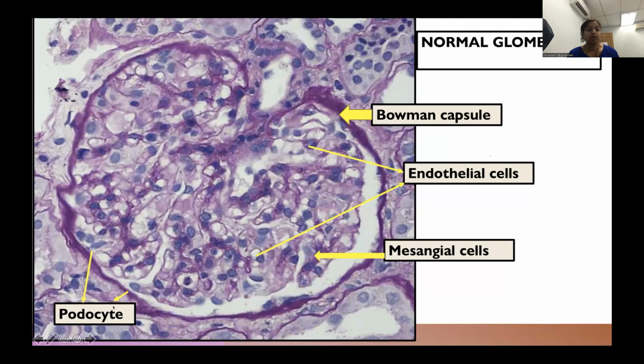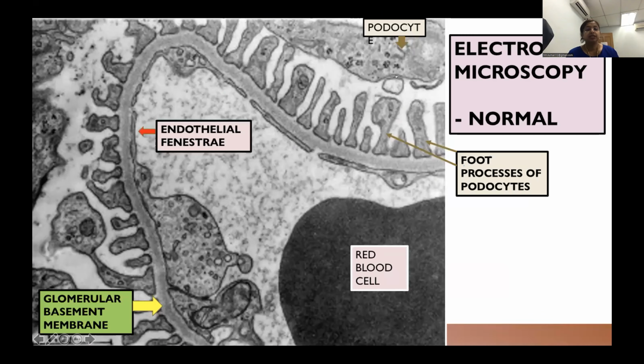Okay, so this is a normal glom. So this is an EM image. So slowly over time, we have to get used to seeing this since we are getting more EM material. So this is your glomerular basement membrane, your GBM, which is made up of 3 layers. Okay, you have your lamina densa in the center. The outer ones are known as lamina externa and interna. This is your fenestrae over here. This is your endothelial surface over here. That's your endothelial cytoplasm. And these are your podocyte foot processes, which belong to the podocyte, which is out here. That's a red blood cell, okay?